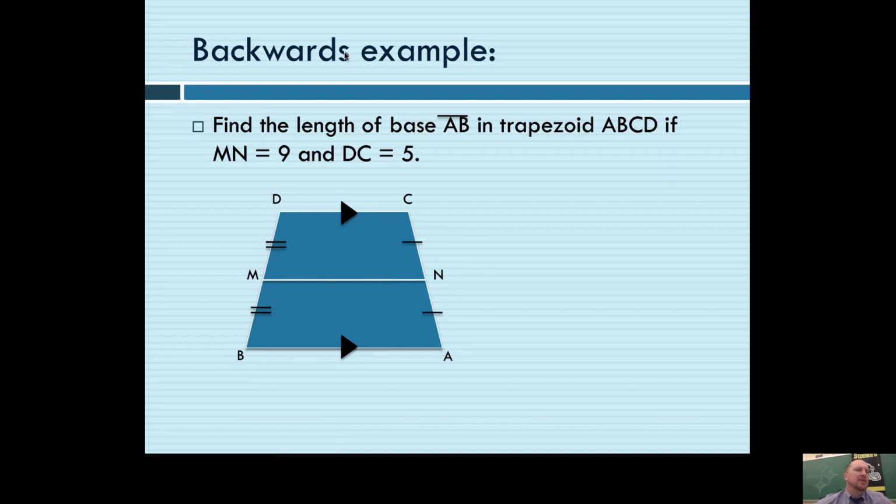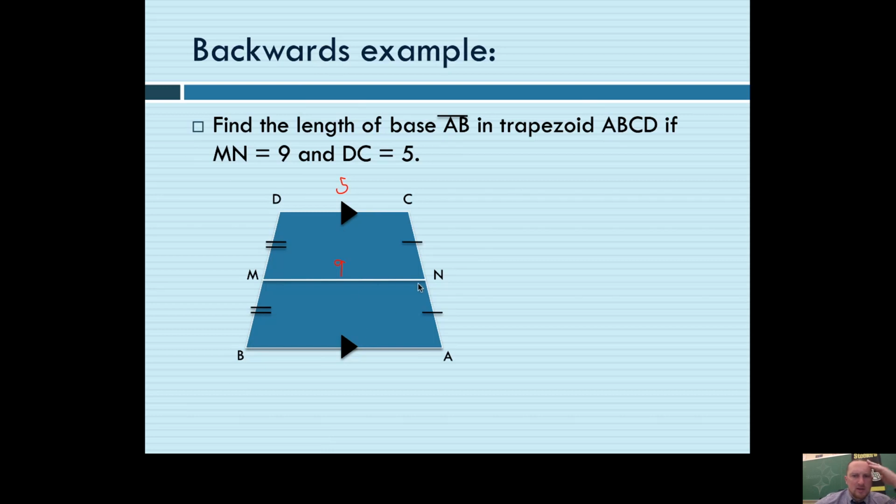Sometimes you get examples like this, though. We're going to work this one through backwards. You'll see what I mean in a second. We're going to find the length of the base, segment AB. This is one of the bases. It's the longer base on this trapezoid ABCD. They're telling you distance from M to N is 9. And distance from D to C is 5.